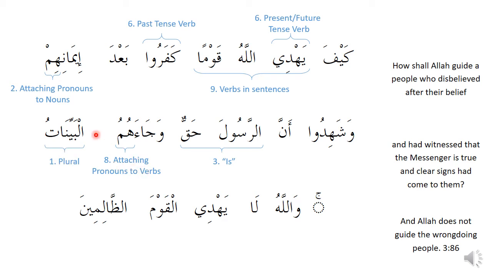You need to know about plurals. There's lots of rules around making a word plural. This is an example of plurals. So this is signs, clear signs. The translation is a little bit backwards, but it's wa ja'ahum, come to them, clear signs. So clear signs, that's a plural. There's a lesson around plurals.